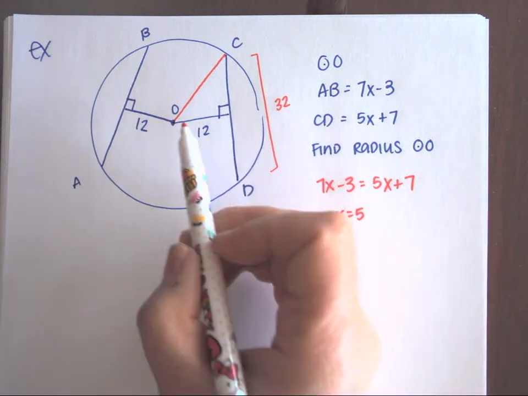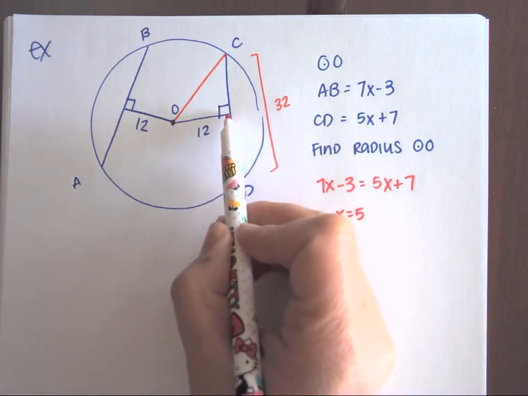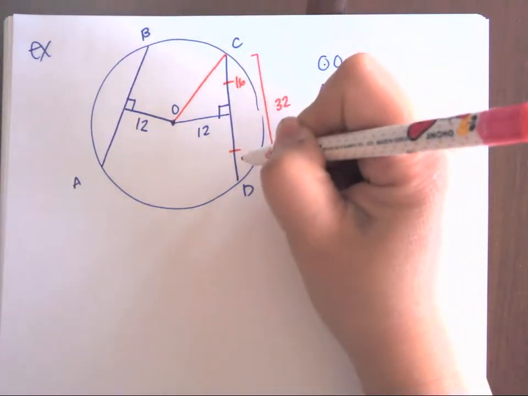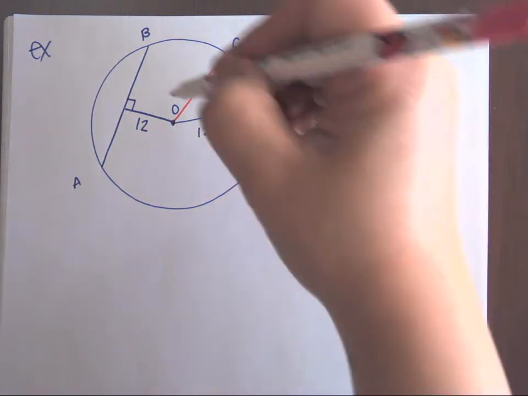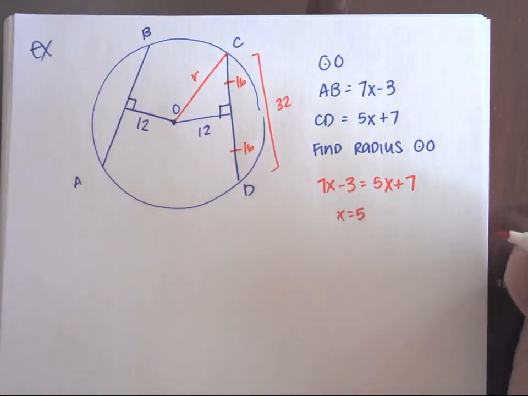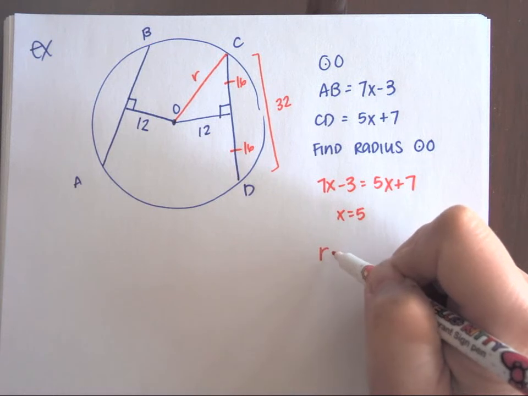We know that if a segment coming from the center to the chord is perpendicular, then it bisects. So that makes each of these 16 and 16. And now I could find the radius, r. You could do a squared plus b squared equals c squared, Pythagorean theorem. Or you could see that this is a triple. So radius is 20.